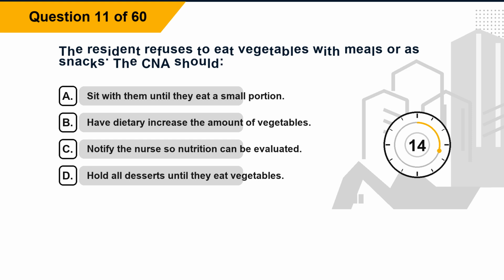The CNA should: Option A. Sit with them until they eat a small portion. Option B. Have dietary increase the amount of vegetables. Option C. Notify the nurse so nutrition can be evaluated. Option D. Hold all desserts until they eat vegetables.